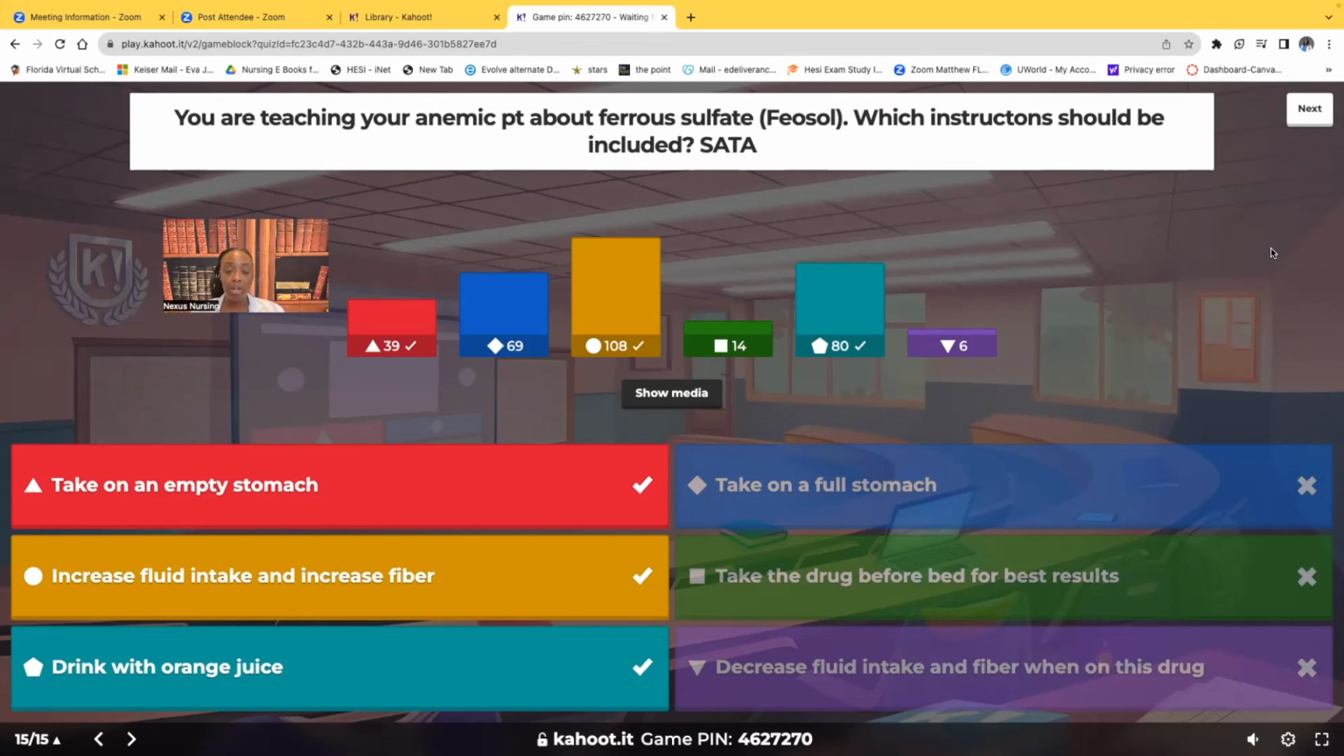So you're not going to take it on a full stomach. It's going to be empty stomach. You're not going to take it before bed. You're going to teach them to take it in the morning before eating. And you're not going to decrease fluid and fiber. You want to increase fluid and fiber.